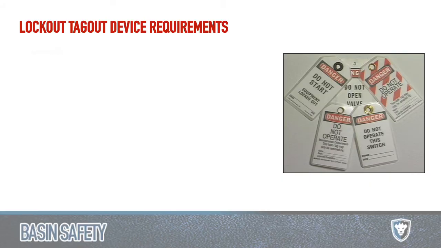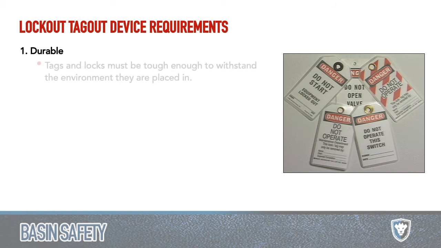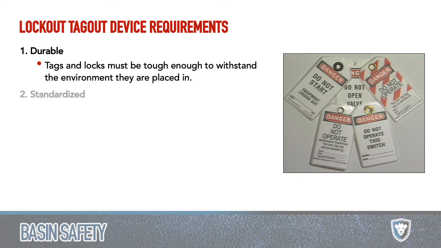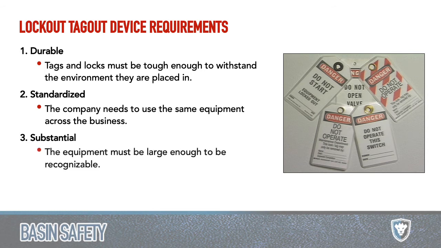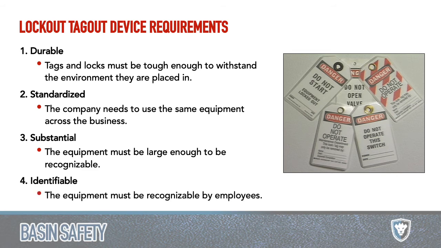So a few other requirements we talked about. Everyone needs to have their own lock, their own tag. The tags also need to be durable, standardized, substantial, and identifiable. It doesn't necessarily have to look like these tags here, but they have to follow these requirements. And if you're going to use your own printed tag, no problem. You see some of them have stripes through them, some of them don't. The danger sign usually needs to be on there, or warning. In those cases, they do have to follow the ANSI specifications for the lettering. So you can't just write it with a Sharpie marker, for example.